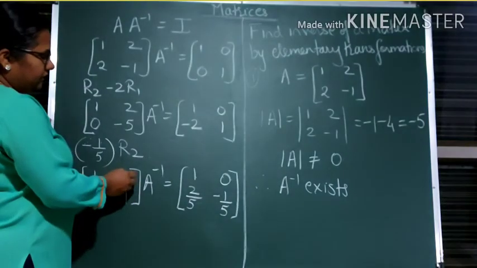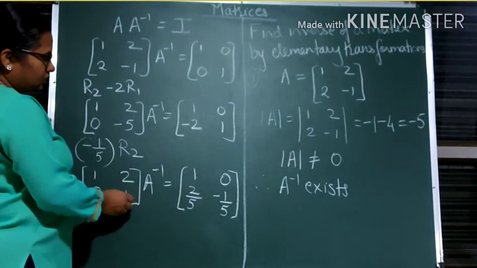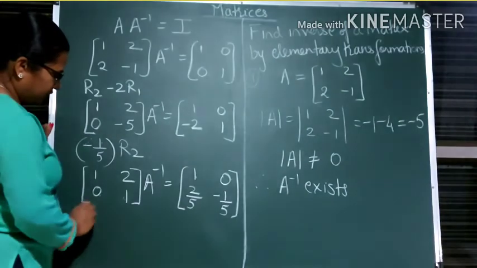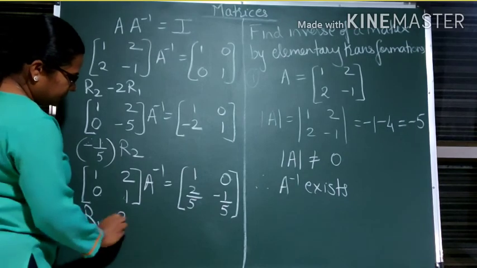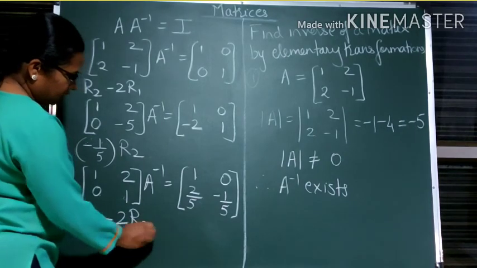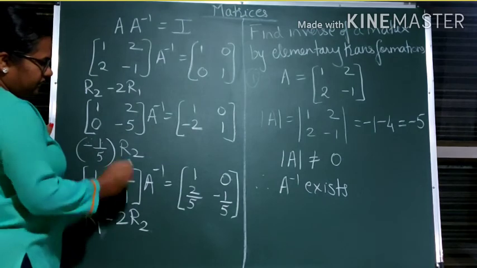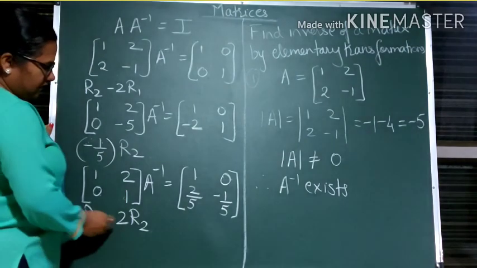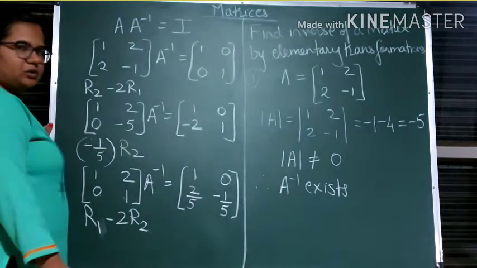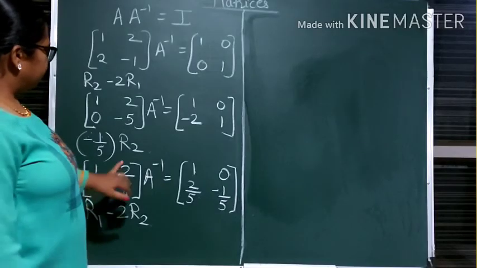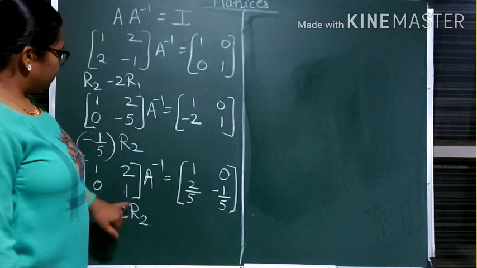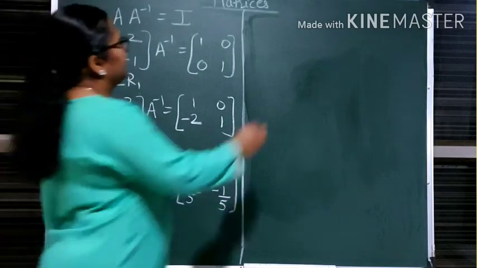Now you remain with this 2. How do we convert this 2 to 0? What will be your operation? It should be R1 minus 2 into R2. Using this we will convert this element to 0. So R1 minus 2 into R2. 1 minus 0 into 2, it remains as 1. 2 minus 2 into 1 is 2, so 2 minus 2 becomes 0.